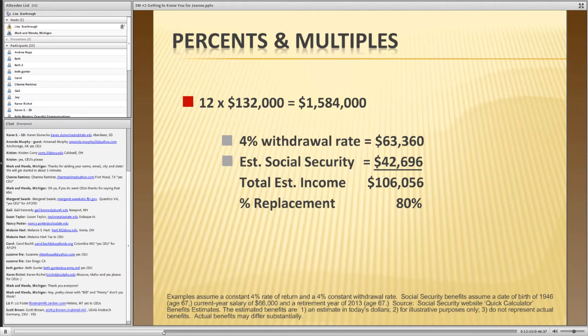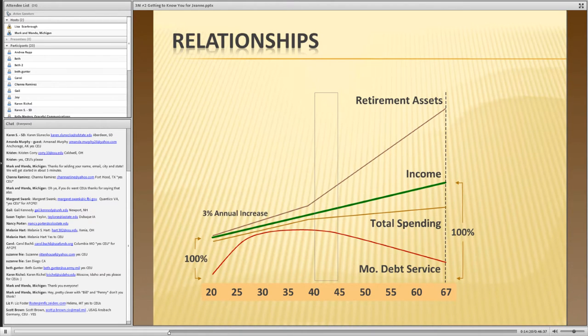Now here's the math on this. They're making $132,000 a year, and at 12 times that, they would need a little over $1.5 million to sustain a 4% withdrawal rate, and we're just using that as an example. I'm not so sure there is such a thing as a safe withdrawal rate. We've estimated their Social Security so that with the combination of those two, we will be able to replace 80% of their earned income. So there's the math on it.